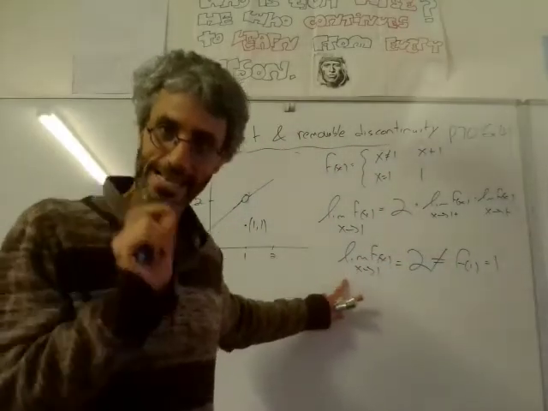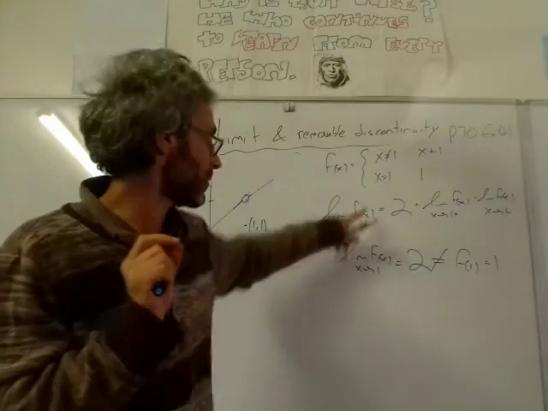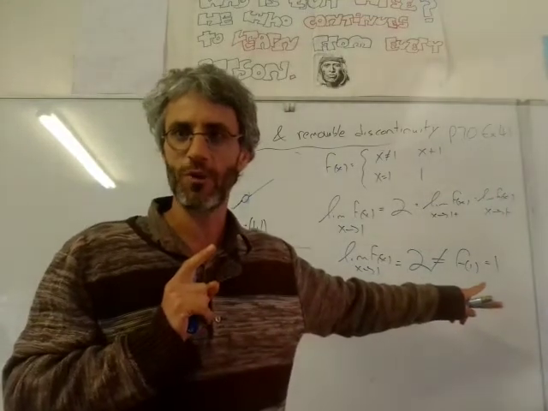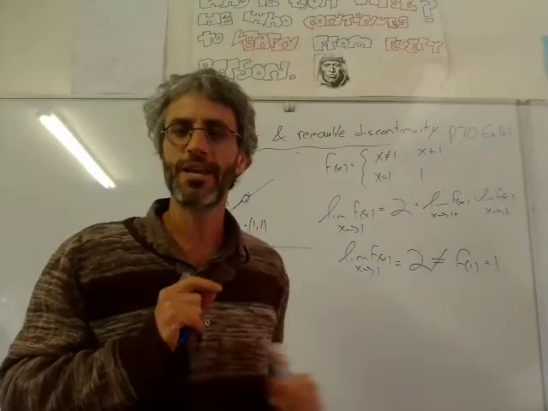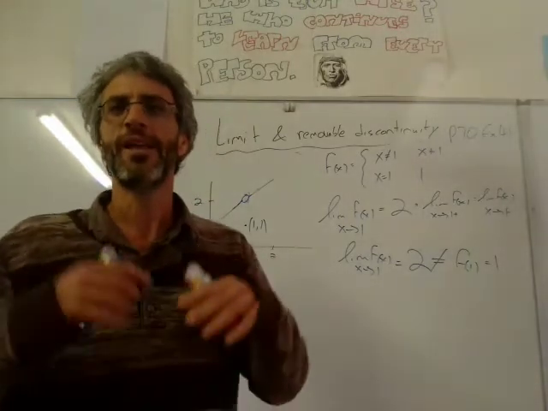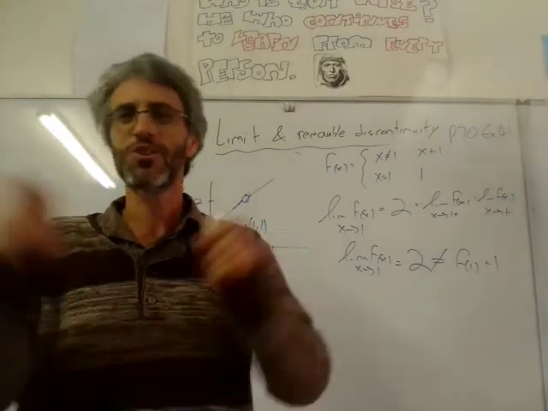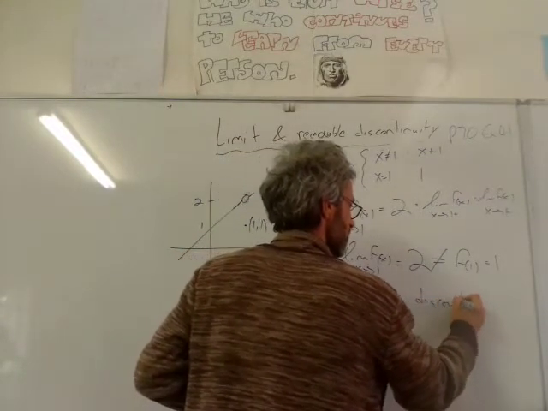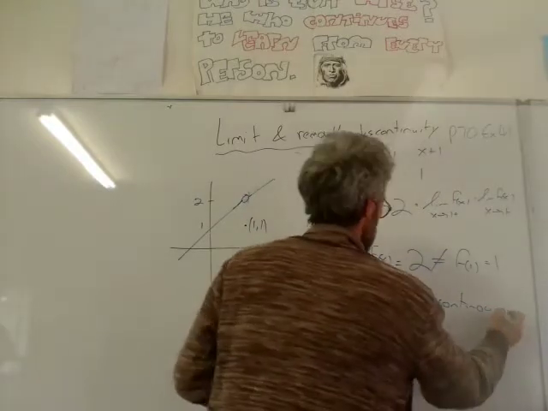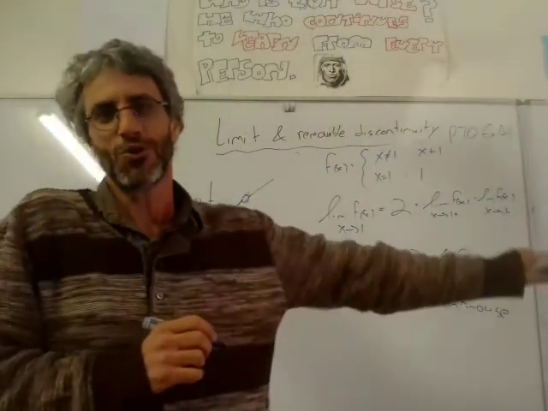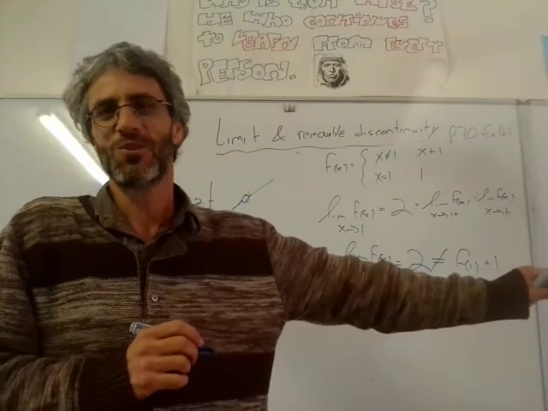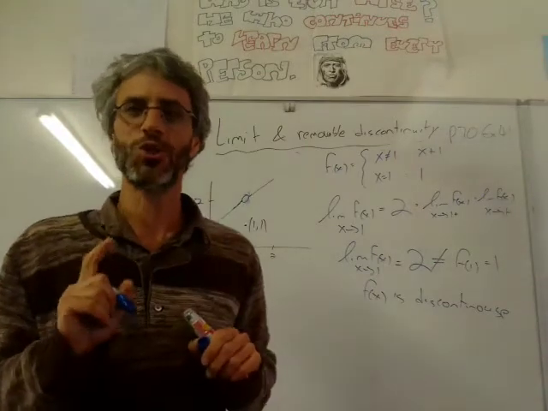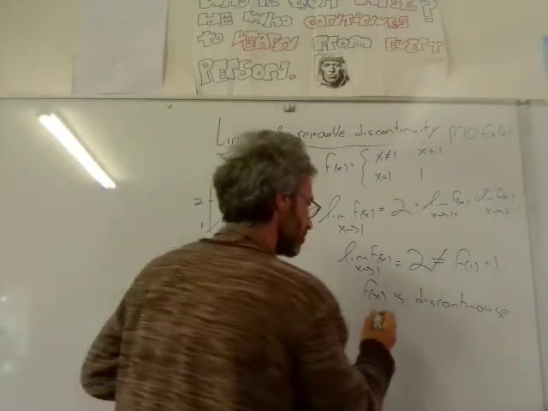When the limit exists, from both sides it's the same, the limit exists, but it's not equal to the value of the function, then we say the function is discontinuous. F of x is discontinuous. There is a limit, but it's not equal to the function. It's a discontinuous function. And this is actually one specific kind of discontinuity, and it's a removable discontinuity.